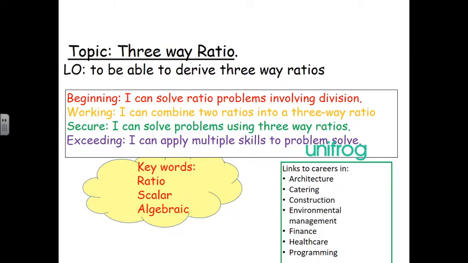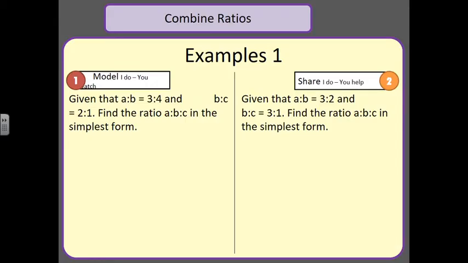Right, moving on. So three-way ratio. This is the first example I'm going to go through. I've told you that A and B are in the ratio 3:4. B and C are in the ratio 2:1. I want to find and combine them into a ratio A:B:C.